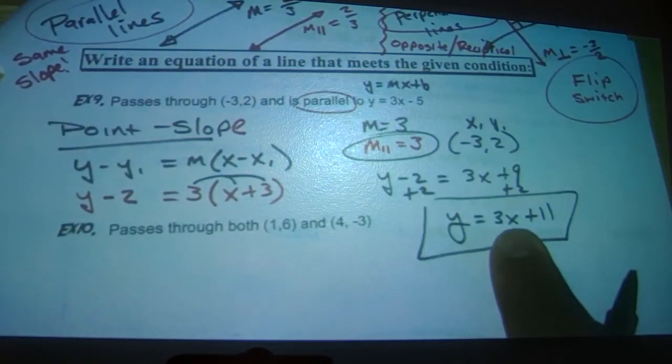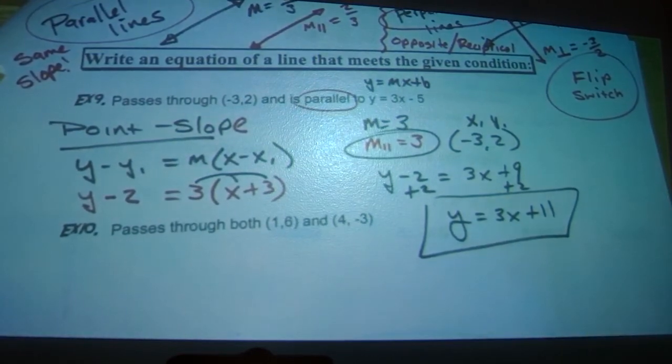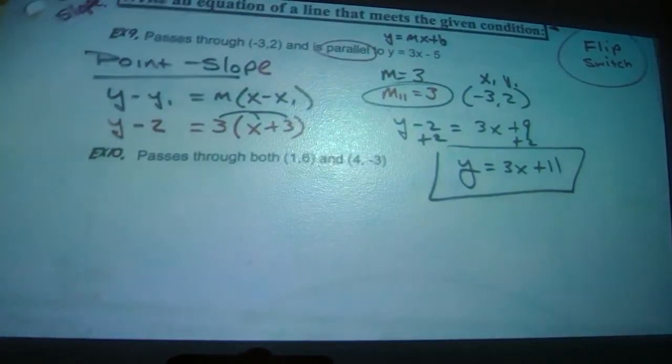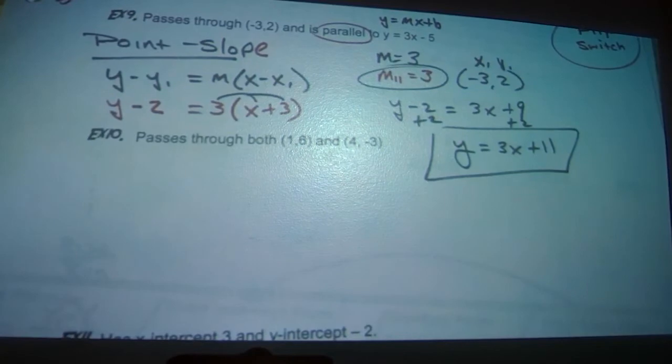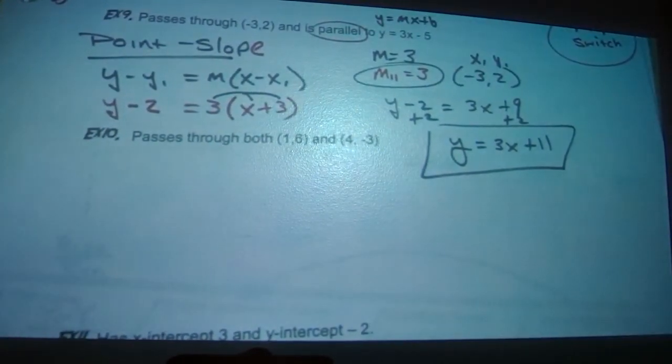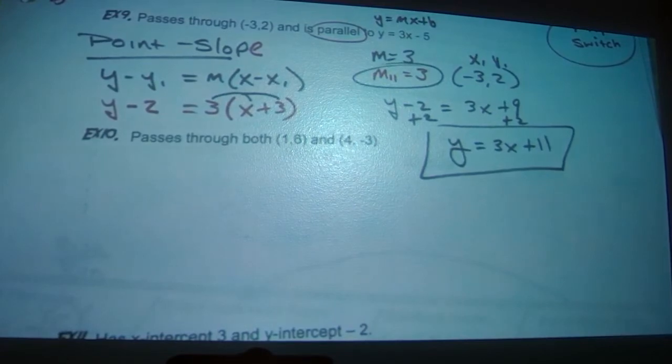Boom. Done with that one. All right. Easy, Mr. Gotsch. I can do that, no problem. Any questions? Speak now or forever hold your peace here. You guys are married to point slope and slope intercept now.